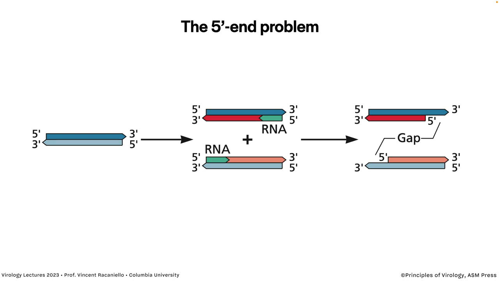You have to get rid of them and you have to fill in the gap. But when the primers are at the end of the DNA, you can't fill in the gap because there's nowhere to put a primer, because DNA synthesis requires a primer. So that's the 5' end problem that has to be solved for all DNA synthesis. And we're going to see how it's solved by viruses today.